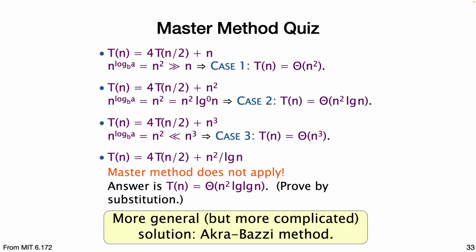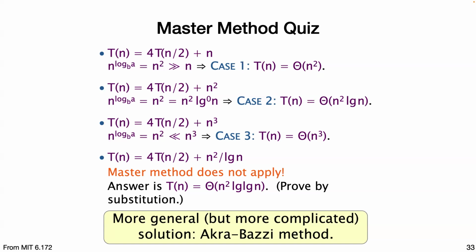Okay, so let's just do a couple of examples. This is just a few recurrences. The first one, T(n), is 4 T(n/2) plus n. So here, f(n) is n, a is 4, and b is 2. So n to the log base b of a, which is the number of leaves that you have, is n squared. And that is much greater than n, which is f. You're comparing the number of leaves to f(n), which is like the work at each level.